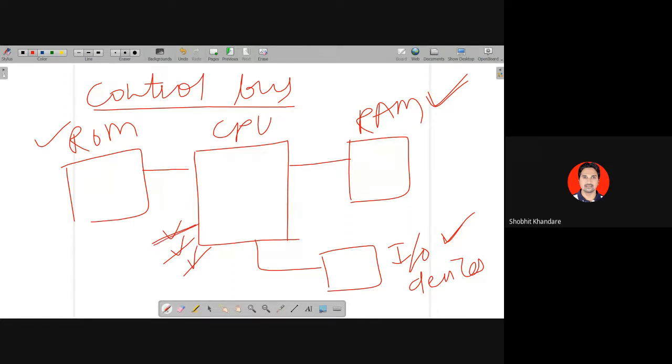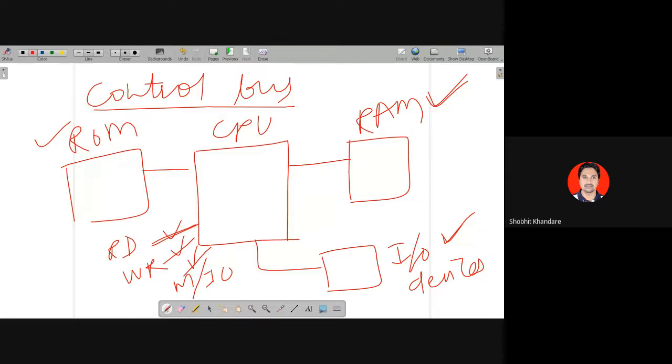First wire is RD, that is read. Second wire is WR, that is write. And third wire is M/IO. Try to understand what is the meaning of this. This is important. So there are 3 control buses.